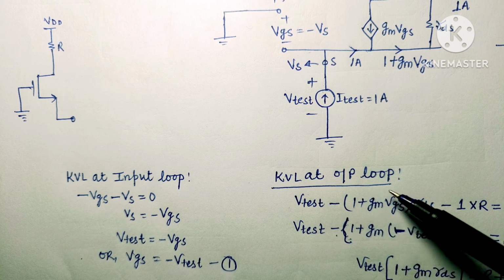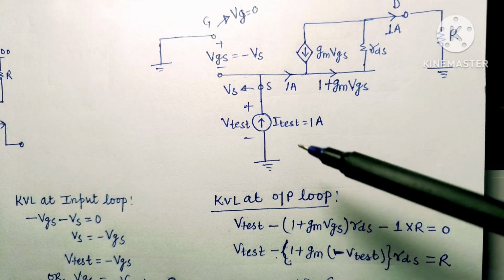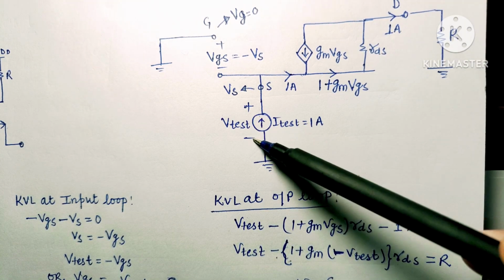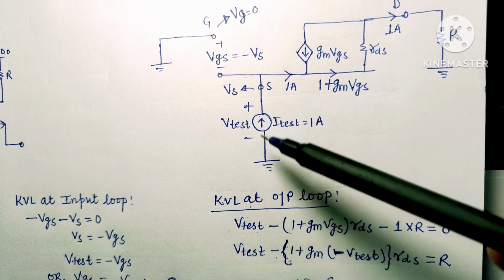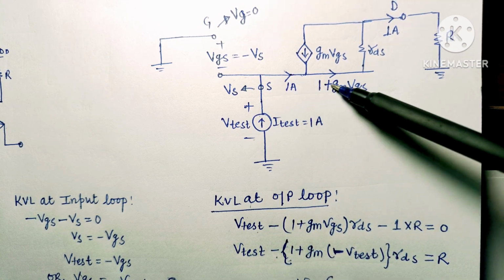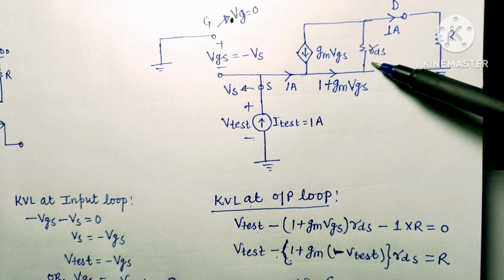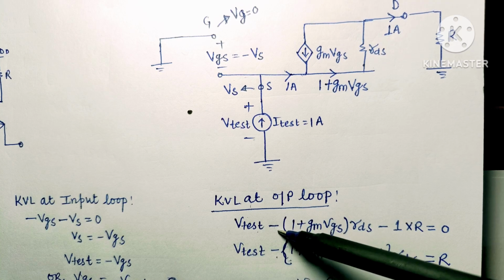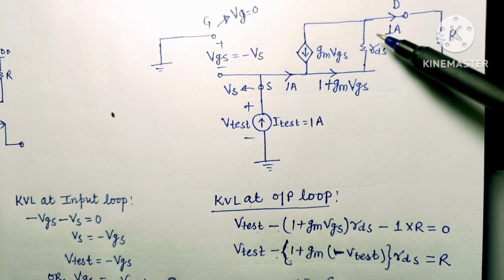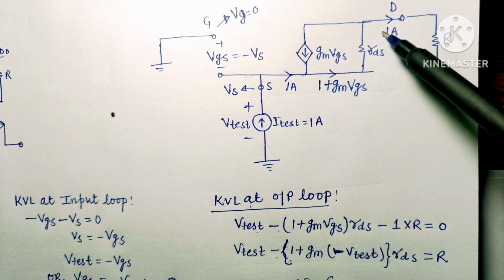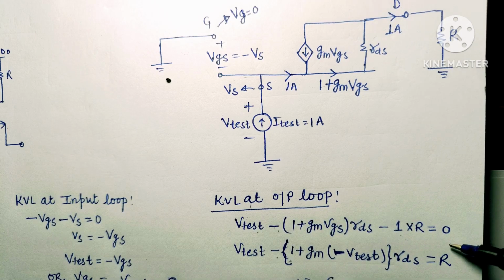Now if we apply KVL at the output load, then we move from the source towards the drain. Here is the test voltage, so the sign is positive, we have taken plus V test here. Now if we move towards this node, then we find that 1 plus gm VGS current will flow through this RDS resistance. Then we can write minus 1 plus gm VGS into RDS as the voltage across it. And if we go towards the load, then we find that 1 ampere current flows through this resistance R, so it will be minus 1 into R equal to 0.